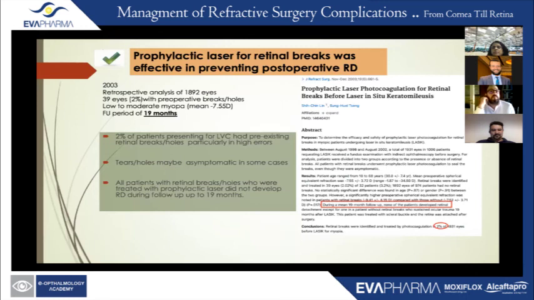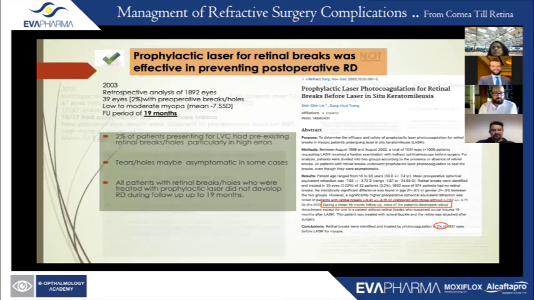In this study, it was found that 2% of patients presenting for laser vision correction had pre-existing retinal breaks or holes, particularly in high errors. It was also found that many of these tears or holes may be asymptomatic. So these patients would not have any symptoms and have these tears or breaks accidentally discovered. All patients treated with preoperative prophylactic laser for the retinal breaks did not develop any retinal detachment during a follow-up period of 19 months.